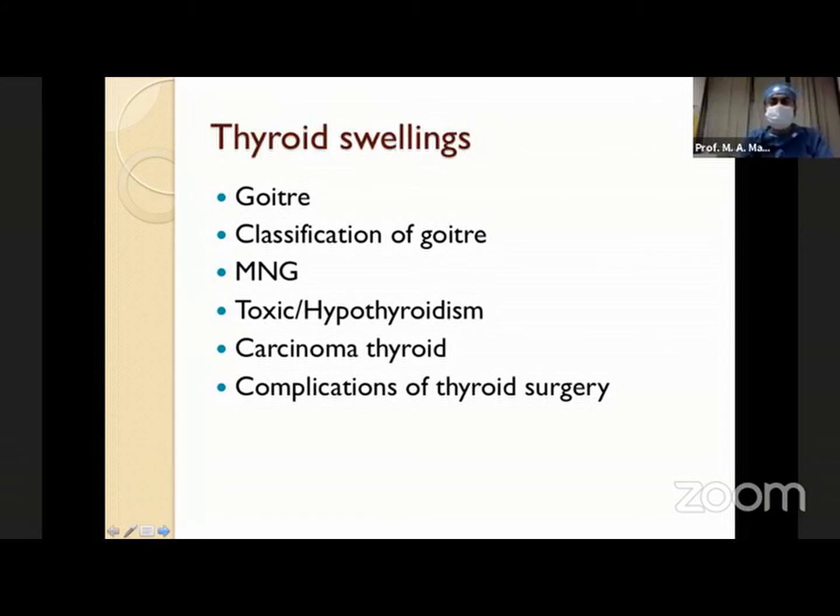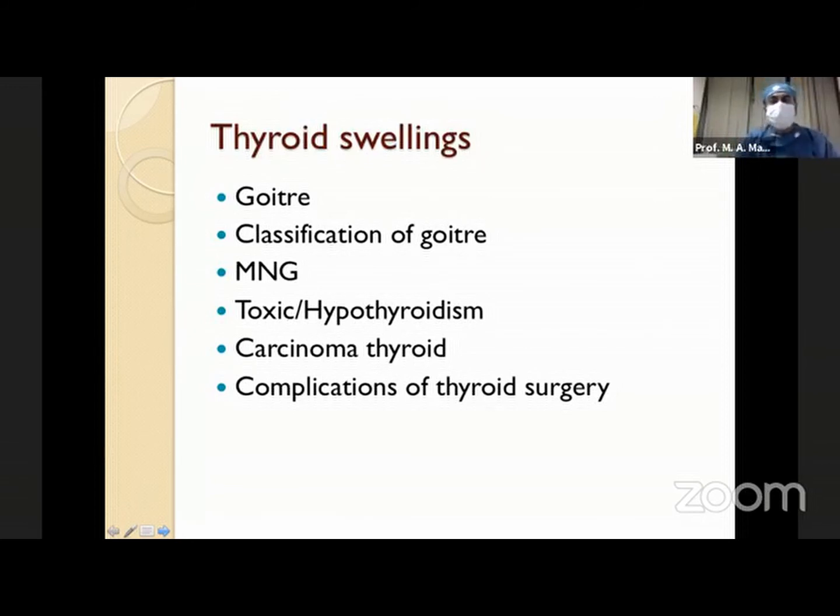Now, classification of goiter. We usually classify goiter first as simple goiter. Simple goiter may be a simple diffuse goiter, like in case of pregnancy, puberty, or iodine deficiency area, where you're going to get a diffuse hyperplastic goiter. Or it can be a single nodule, a colloid goiter, or it can be a multinodular goiter. So this is simple goiter, number one.